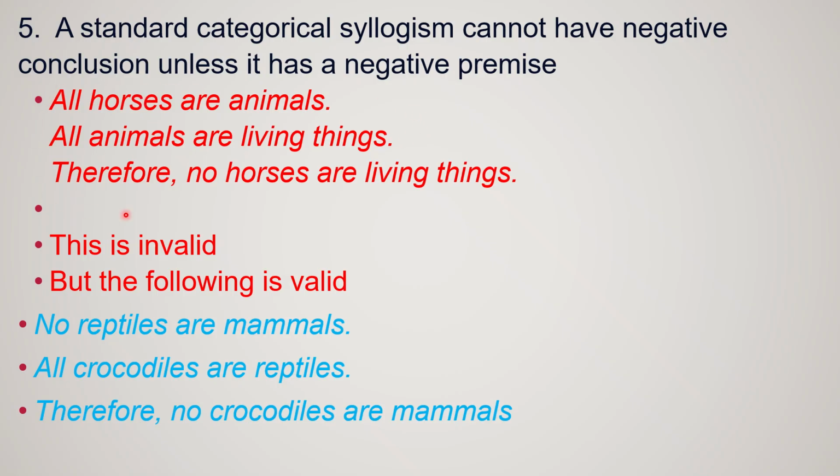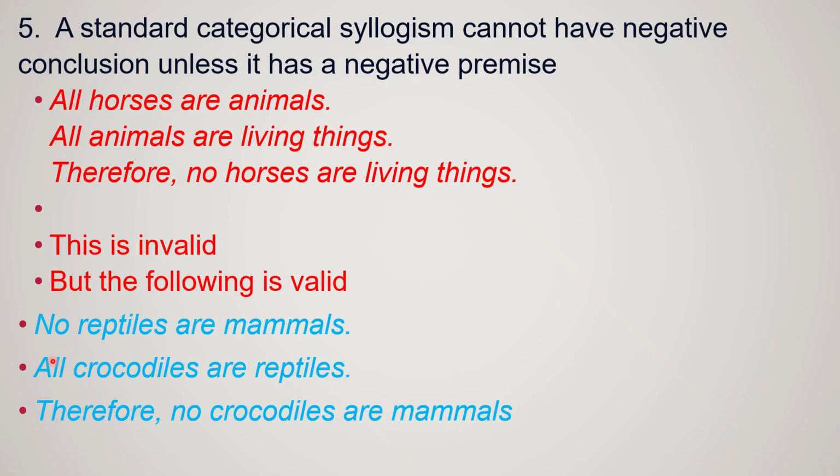But this is invalid because you cannot deny that the horses are living beings, yet all animals are living beings and all horses are animals. So this argument is invalid because you are having a negative conclusion, yet there is no single proposition or premise that is negative. But let us look at this second example here.